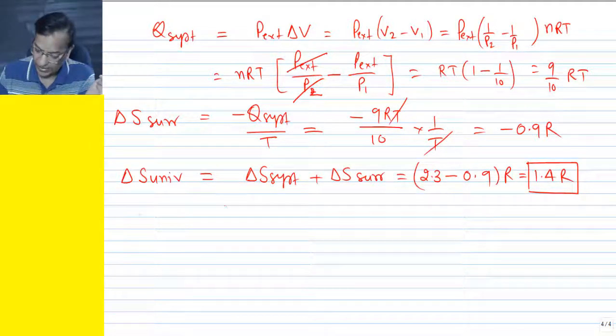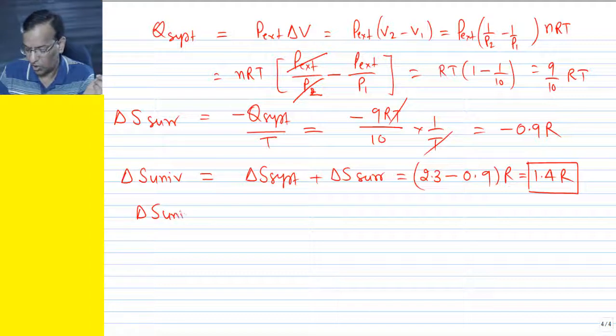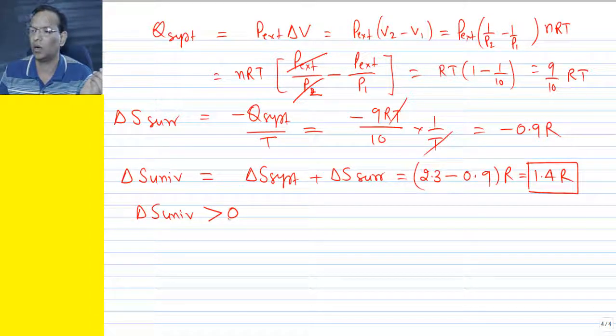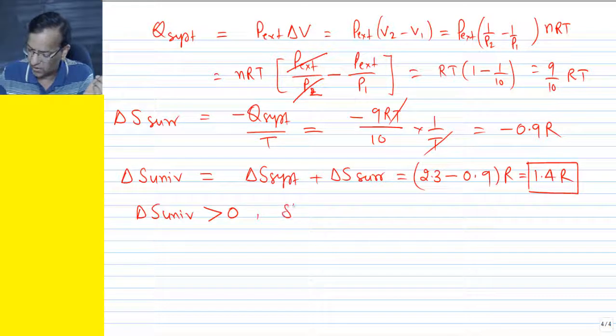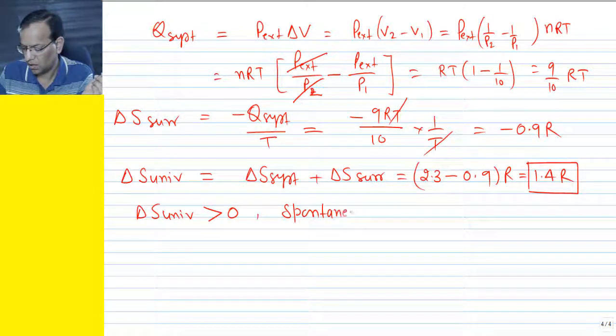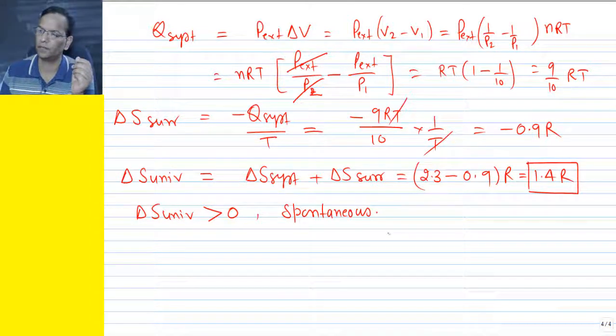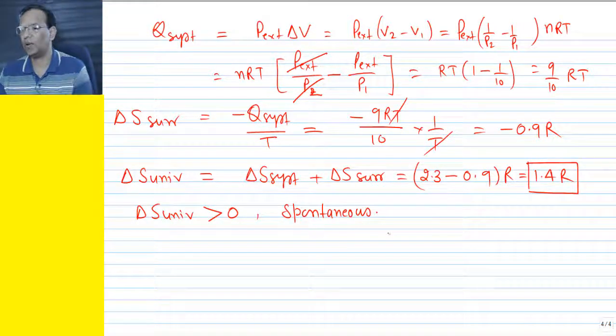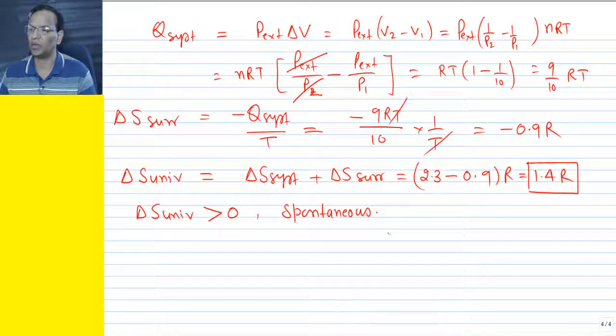So now we see that delta S universe is greater than 0. The process is spontaneous. So be very careful in determining entropy change for system and surrounding. Moreover, delta S universe for all irreversible processes is always greater than 0, is always positive. So we can say that all irreversible processes are spontaneous.